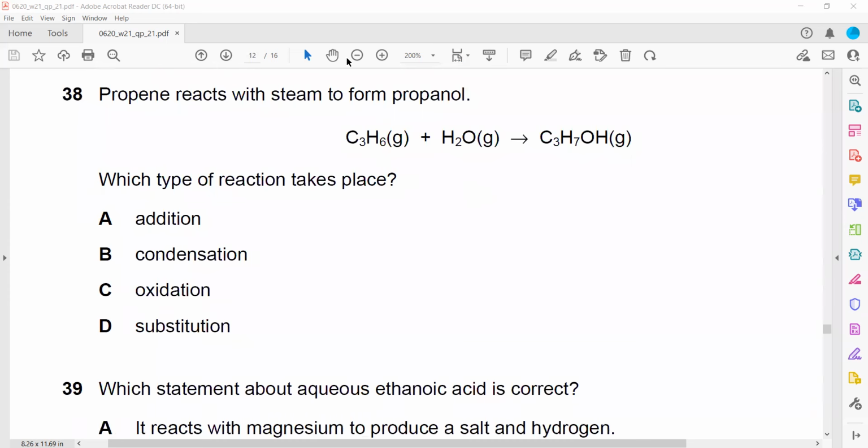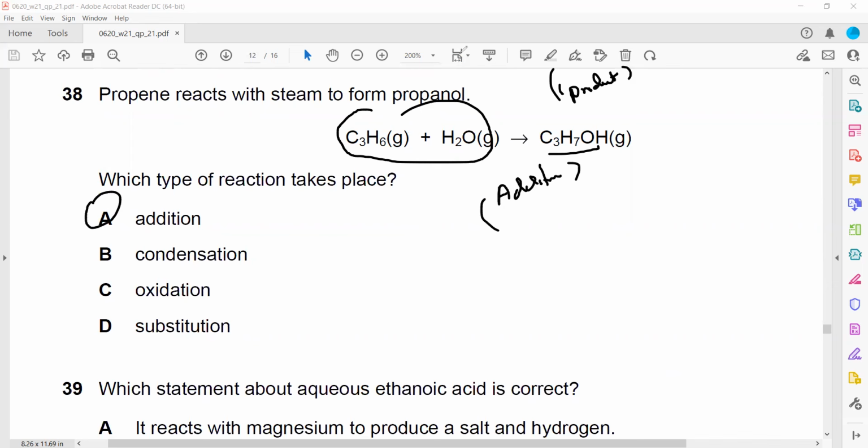Then propene reacts with steam to produce propanol. Which type of reaction is taking place? Look, whenever two or more reactants are there and only one product, when many reactants join together and form only one product, what we call that is addition. So A is the right answer.